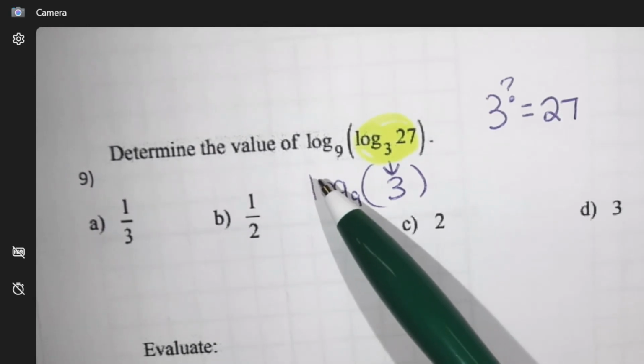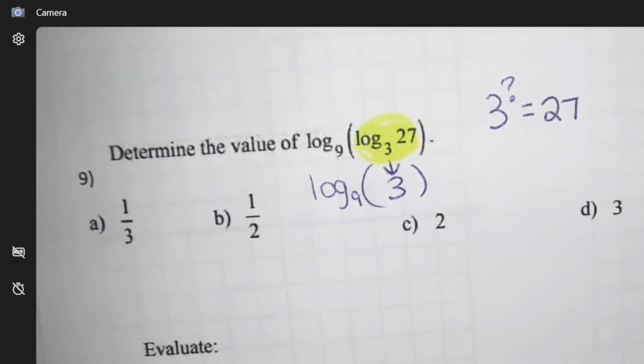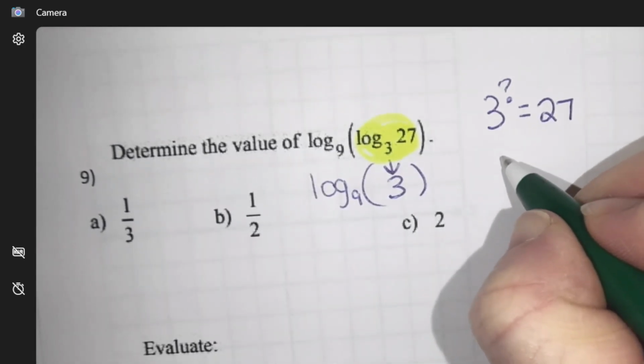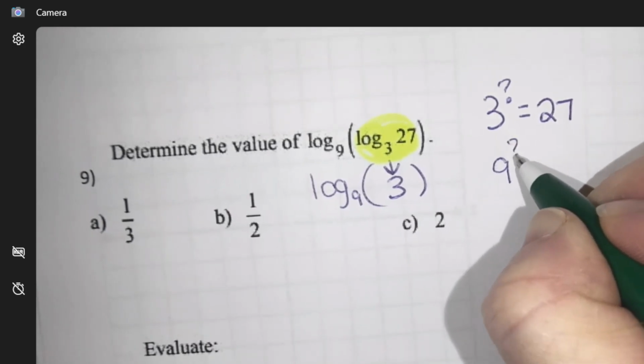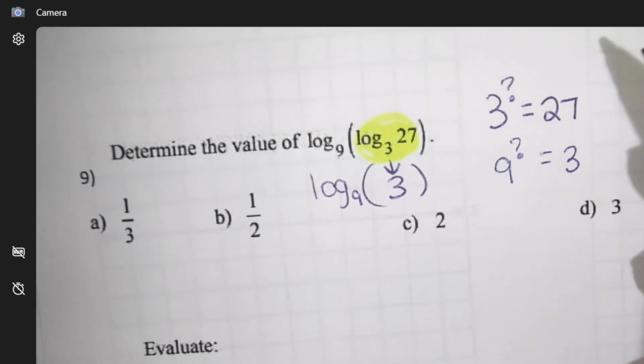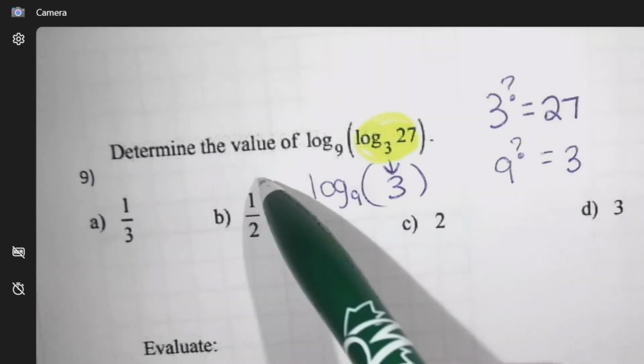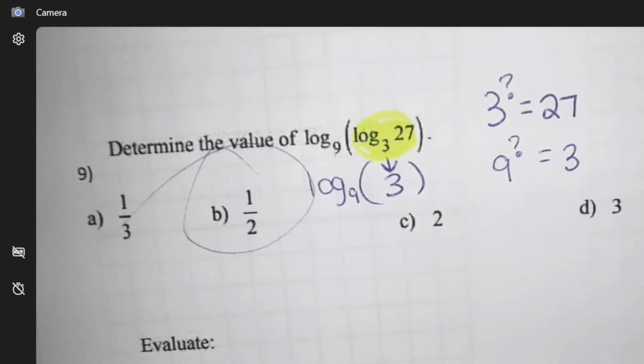So now we have to do the log 9 of that 3. So what does this look like? The base is 9. We have to think of the exponent that makes that happen. So what is the exponent that makes that situation? 1/2. Square root of 9. Okay.